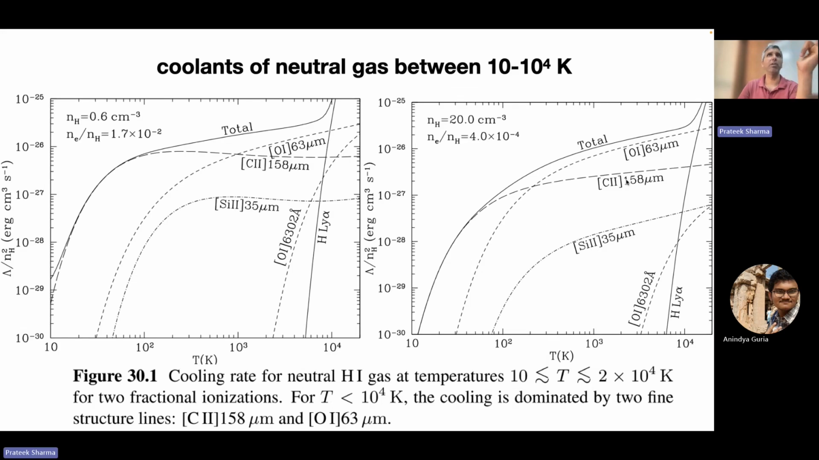Okay, so this is it. We have talked about heating, and I said that photoelectric heating due to grains is the major heating source. We talked about cooling, and here are these lines which are the major coolants of the neutral ISM. Now the next step is to balance them. So heating is equal to cooling. Thermal equilibrium is reached on a cooling time scale, which is fairly short. So we expect a lot of this gas to be in thermal equilibrium.